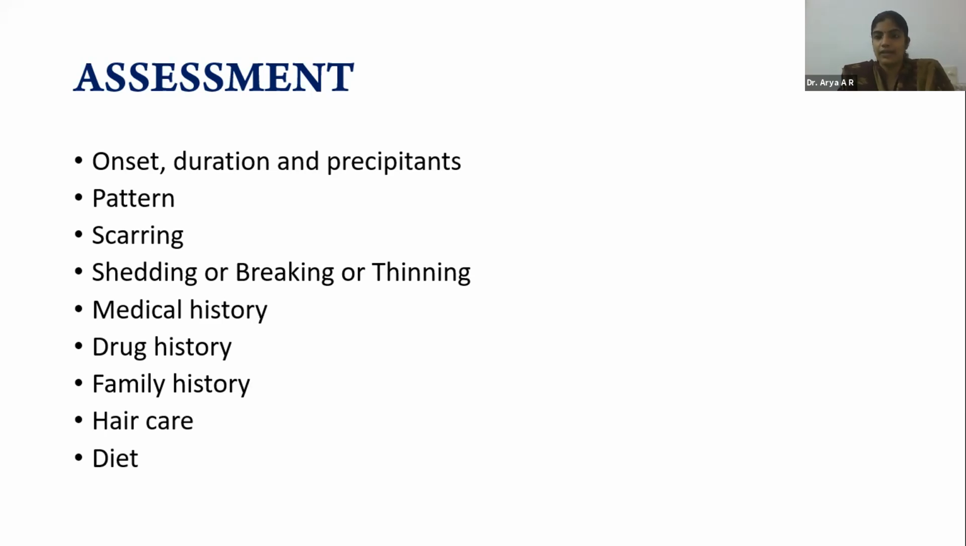The next one is pattern. How is it affecting, which means on which area you are getting more of the hair thinning. The next one is scarring. Scarring means once your hair follicle dies out, no more hair follicle will grow in that area. That is called scarring. With the majority of radiation therapies, it is very difficult to get the hair growth back to normal. Why? Because there is scarring. Some of the hair follicles get damaged and no more hair could grow there. So scarring is also important.